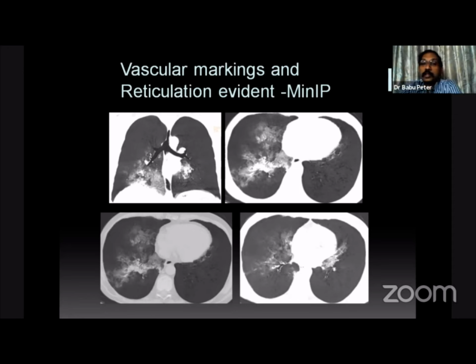So two images in the post-processing are important. One is the minimum intensity projection. The other is the MIP, the maximum intensity projection images, which we can use to differentiate nodules from tiny vessels passing, which can mimic nodules in axial sections.